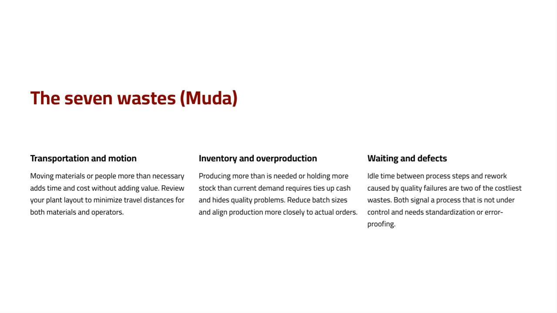Next is inventory and overproduction. Producing more than needed or holding excess stock ties up cash and can disguise quality issues. The best approach here is to reduce batch sizes and synchronize production with actual demand.